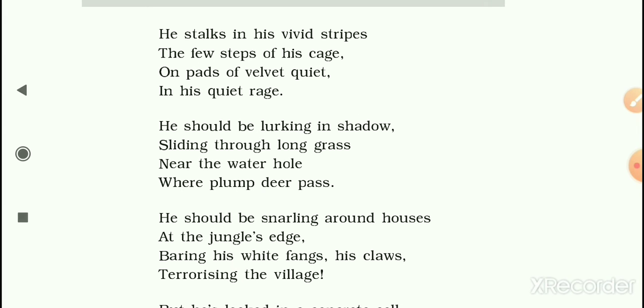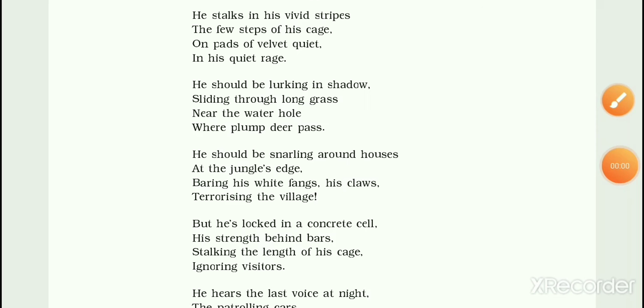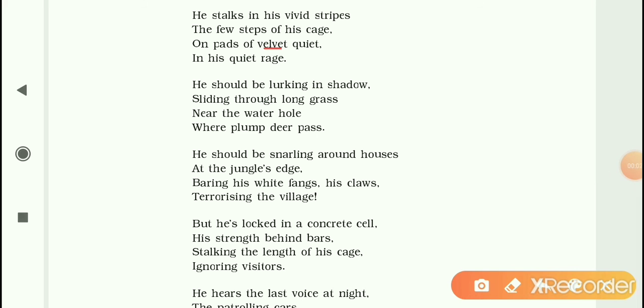There are some other things. I've told before that oxymoron is being used. Two words that are quite different from each other, which are not normally put together, but the poet is using it in a very charming sense. In the third line, the word velvet has been used to symbolize the soft feet of the tiger. So it could be called a metaphor.